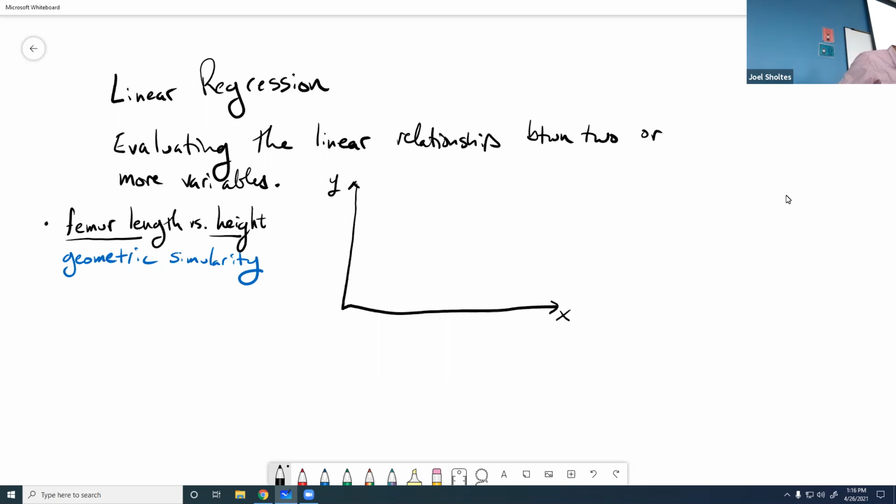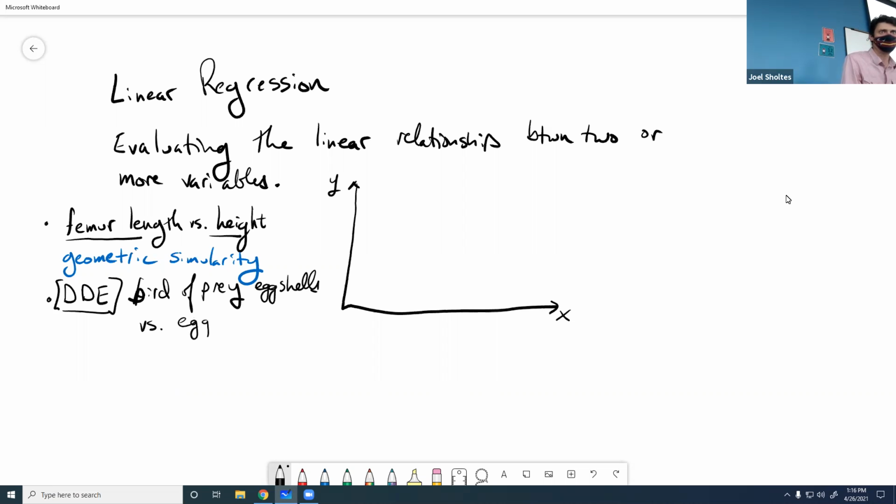Maybe we are suspicious that DDE, which was a pesticide, an insecticide, the concentration in bird of prey eggshells. Was it in the eggshells or was it in the birds themselves? The eggshells? Yeah. So they were getting this chemical in their systems, and there's a relationship of this versus eggshell thickness, right?